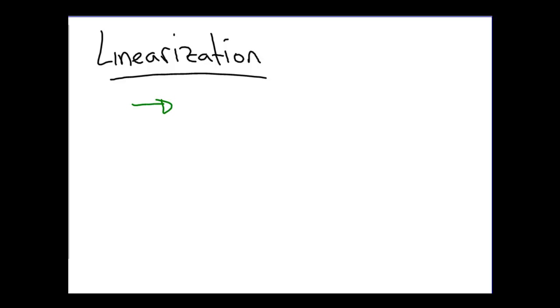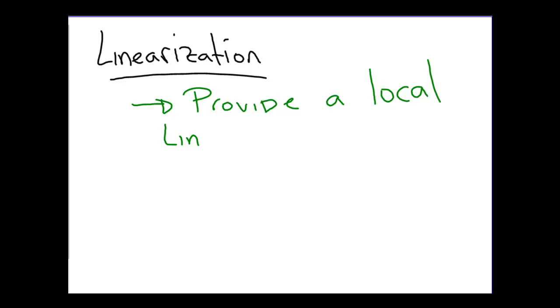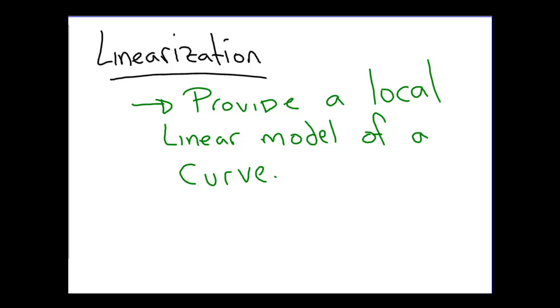So the goal of linearization is to provide a local, so in a small region, a local linear model of a curve. And this comes all the way back to the ideas of differentiability. Remember that for something to be differentiable, it has to be continuous and smooth. It has to be locally smooth.